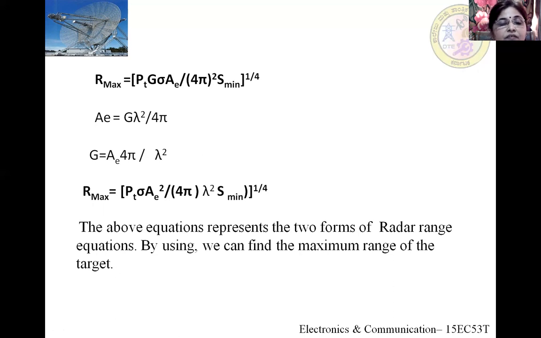These equations represent the two forms of the radar range equation. By using this, we can find the maximum range of the target. Here you can see in the equation, PT is the transmitted power, isn't it? AE is nothing but the area of the receiving antenna. Sigma is the area of the target, isn't it?